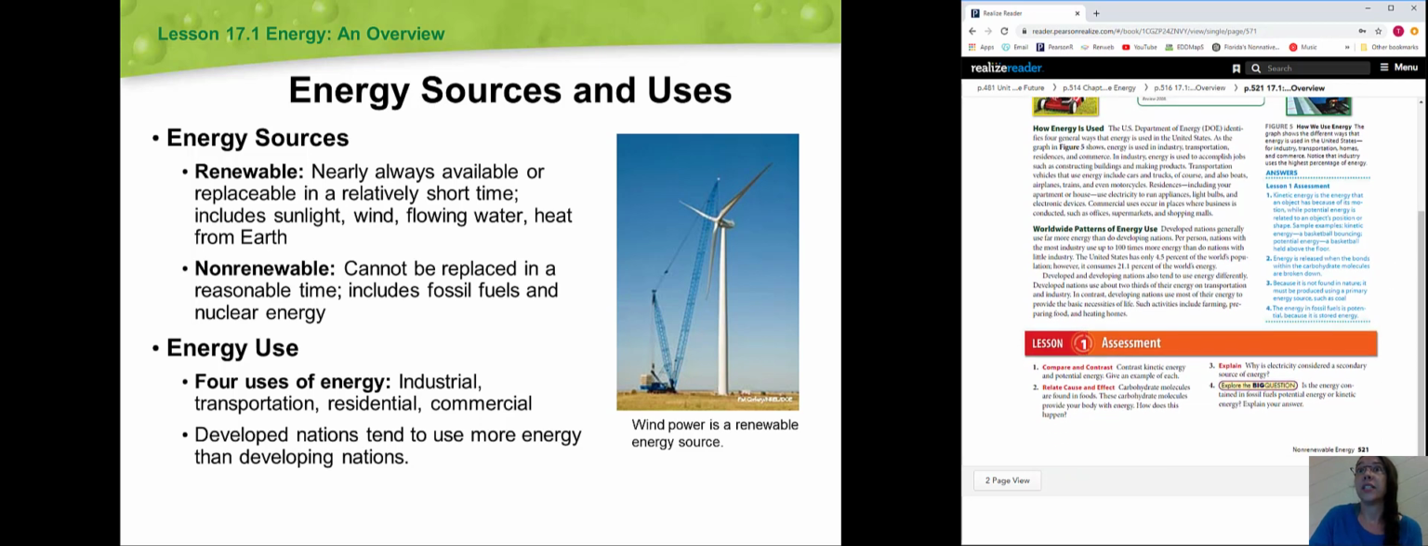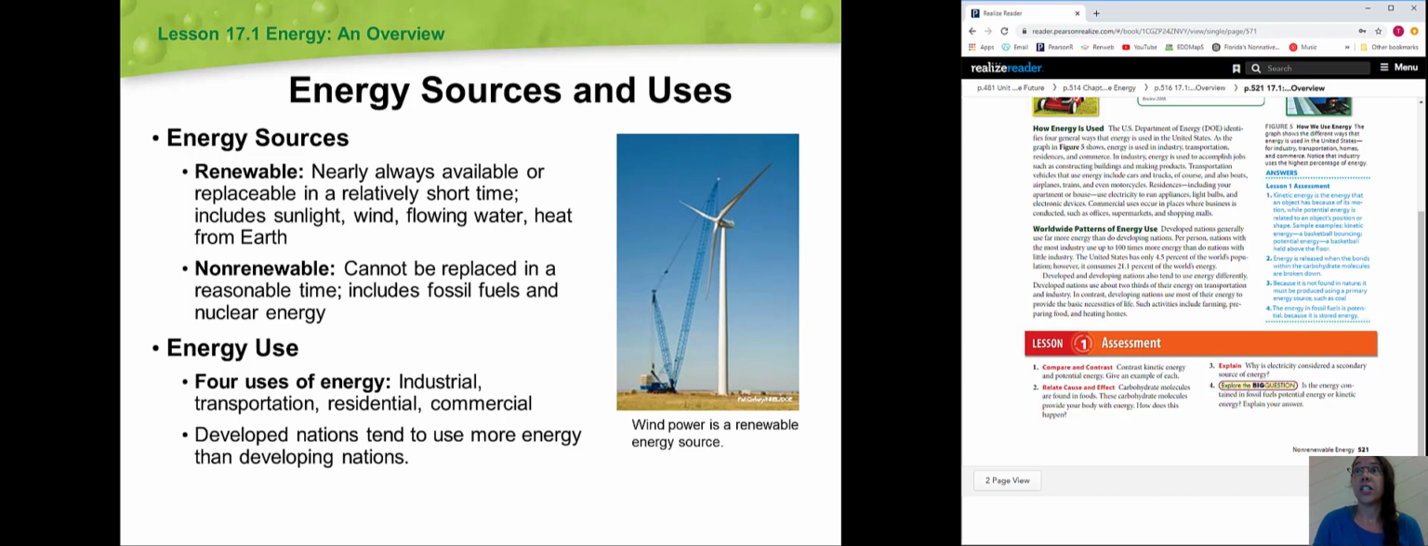So how is energy used? The U.S. Department of Energy, or DOE, identifies four general ways that energy is used in the United States. As we saw in Figure 5, energy is used in industry, transportation, residences, and commerce.